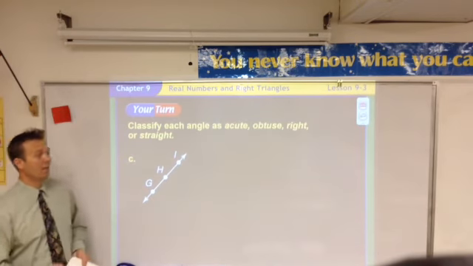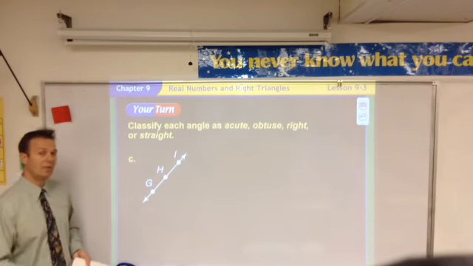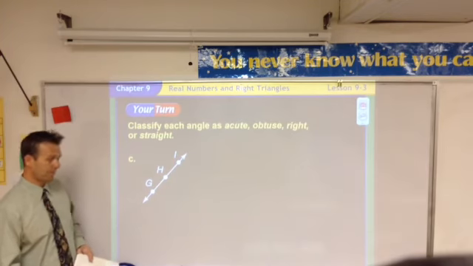Okay, so here's another one. This is letter C, continuing for your turn. So you want to write this one down as well. Make sure you have that in your notes.